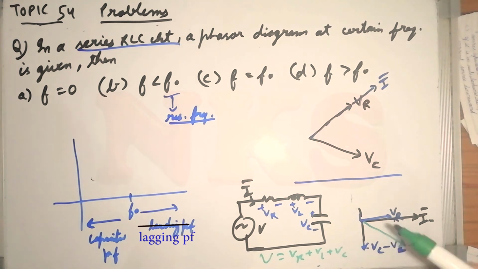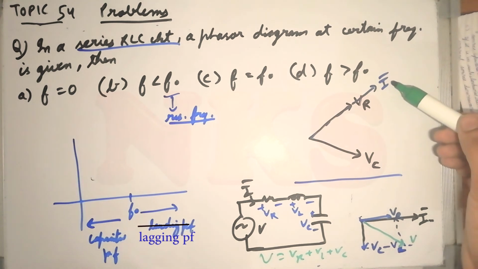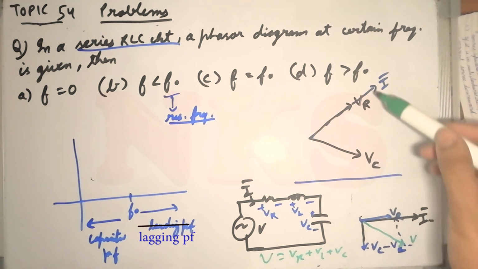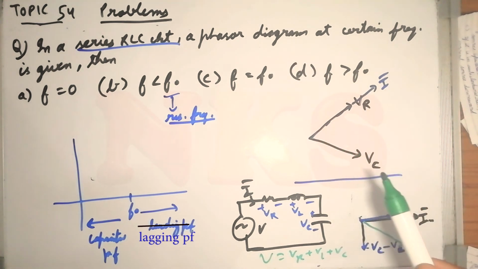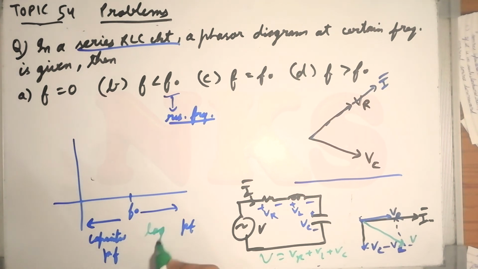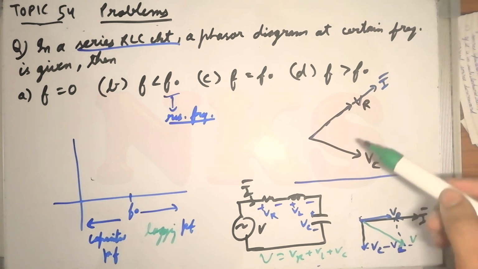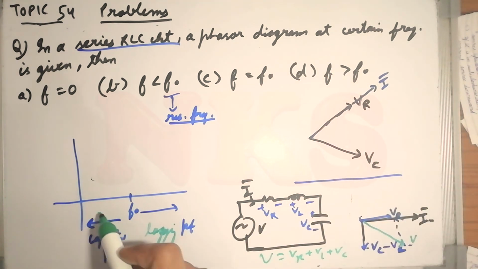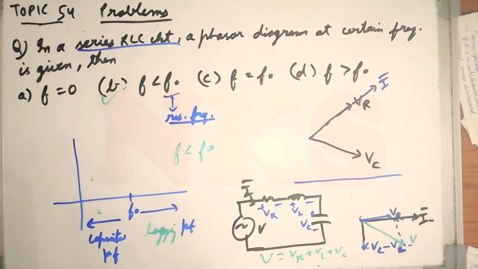What I am trying to say is, the current phasor is in this direction, VC is in this direction, so current is leading VC. So the circuit is behaving in a leading power factor nature, that is, on this side the circuit is operating. So the answer will be F less than F0, option B. That is the logic behind this question.